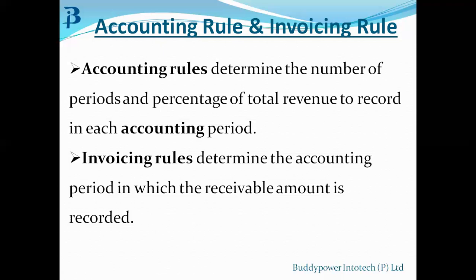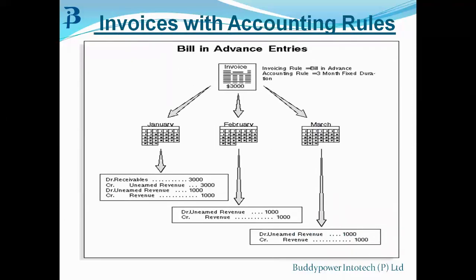I'll also explain in depth what invoicing rules mean. You use invoicing rules to determine when to recognize your schedule for invoices that span more than one accounting period. You can assign one invoicing rule to an invoice. The invoicing rules determine when to recognize the receivables for the invoices that span multiple accounting periods. There are two types of invoicing rules, which are bills in advance and bills in arrears. As you see in the example, this is the bills in advance entries.